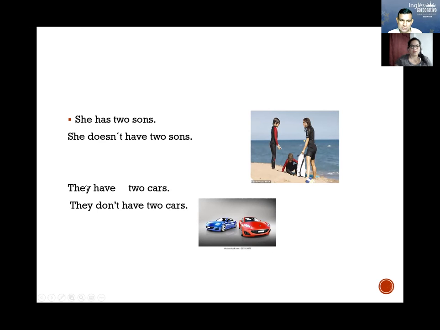Aquí hay otras dos oraciones. En este caso utilizamos el pronombre they. Decimos they have two cars. Y en el caso de la negativa donde dice they don't, entonces el verbo también es normal. Solo se le agrega el auxiliar don't. Exacto, don't.